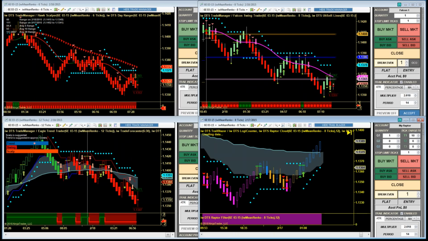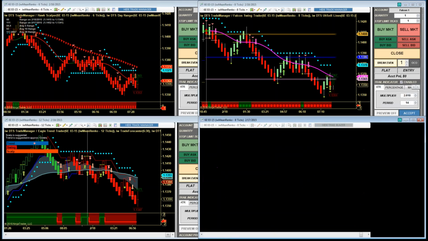Let's go back another day. Here's our counter trend signal with the Raptor. Here's our first with trend signal with the Raptor. So the Raptor, not too bad. Hit a couple of targets there.